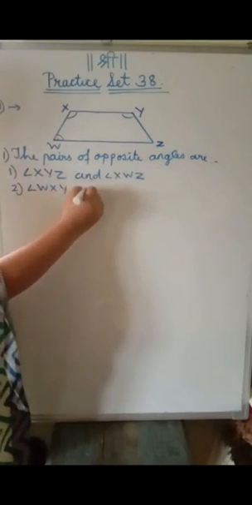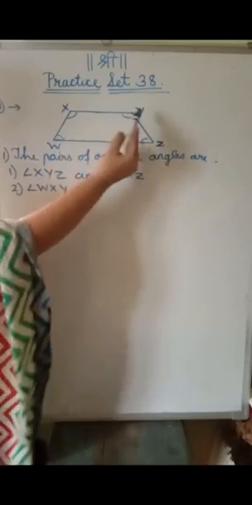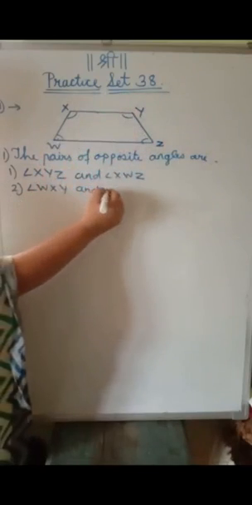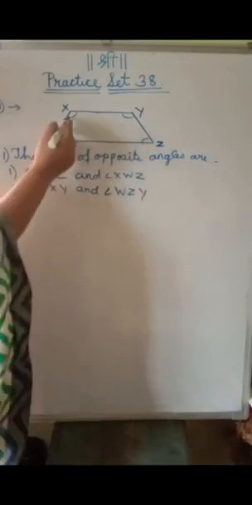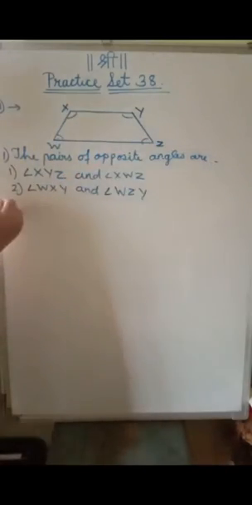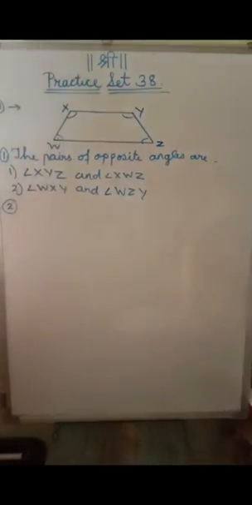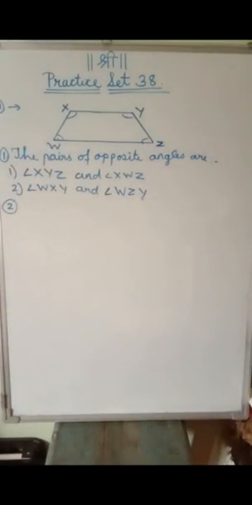WXY. And opposite to that is Z. For Z you can write YZW or WZY. How will we write? WZY. So this angle is opposite to this one. So we have finished the first thing, that is the pairs of opposite angles. Okay. Next what are they asking?